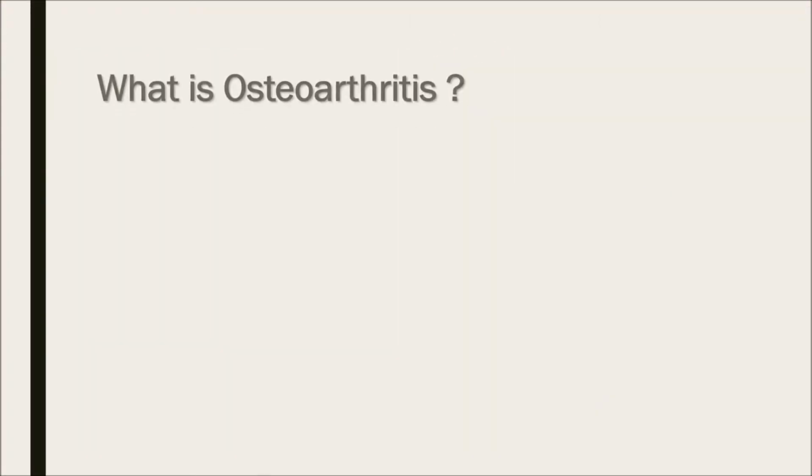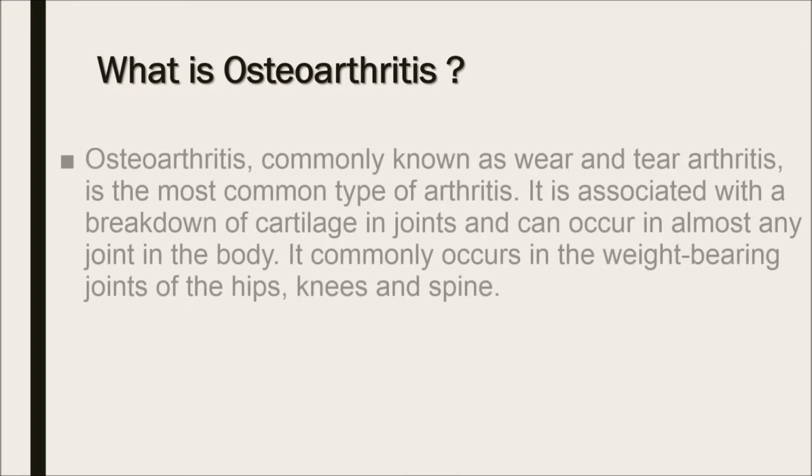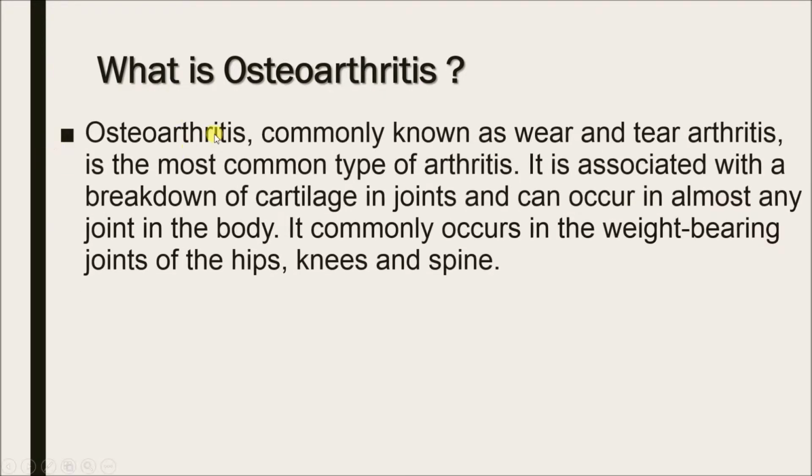Today's topic is what is osteoarthritis. So let's start now. Osteoarthritis, commonly known as wear and tear arthritis, is the most common type of arthritis. It is associated with a breakdown of cartilage in joints and can occur in almost any joint in the body. It commonly occurs in the weight-bearing joints of hips, knees, and spine.